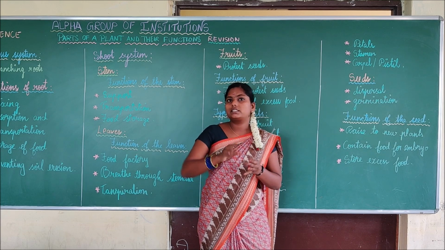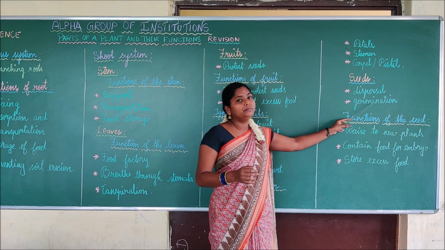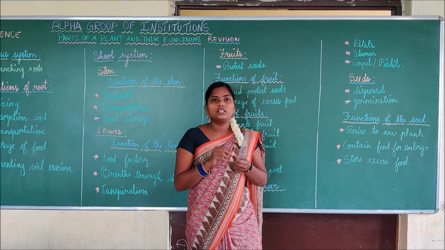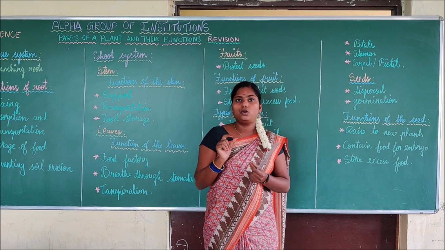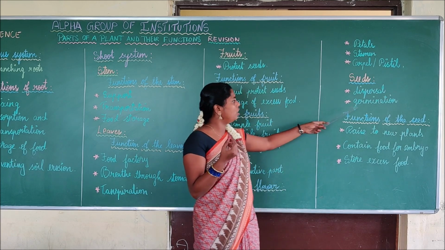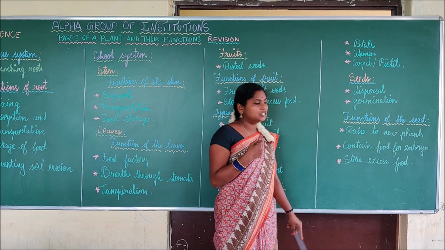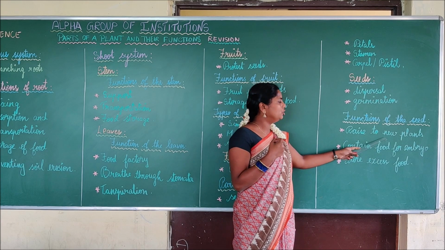From the mother seed, the seed will move from one place to another. It's called dispersal and germination. Germination is the process in which, inside the small seed, there will be the embryo, and this embryo comes into a new little plant, and this process is called germination. Is it clear, children?